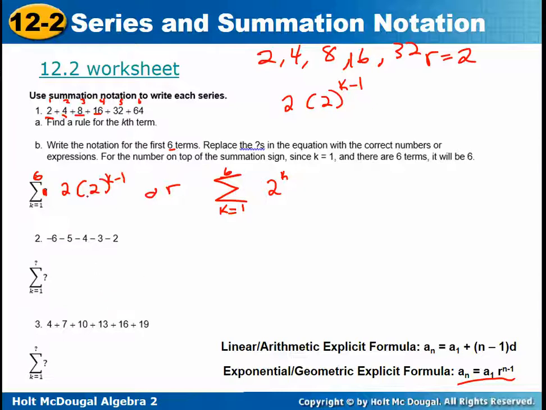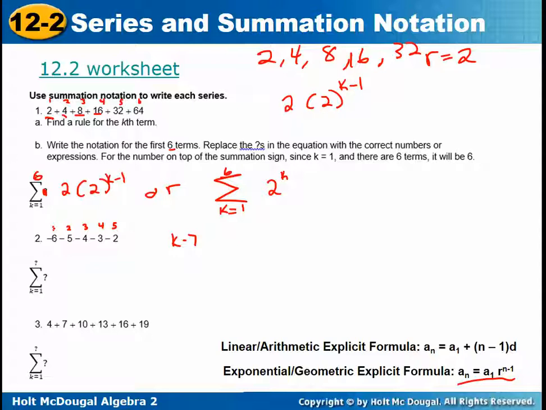Okay, number 2, I have negative 6, minus 5, minus 4, minus 3, minus 2. So the first thing to do is to come up with the rule. So this is the first term, second term, third term, fourth term, fifth term. You can try to figure out what I do to the term number to get to that number. If you see something, like do I always subtract 7? Maybe that would work. Subtract 7, subtract. So I think that is the rule, is I could go k minus 7.